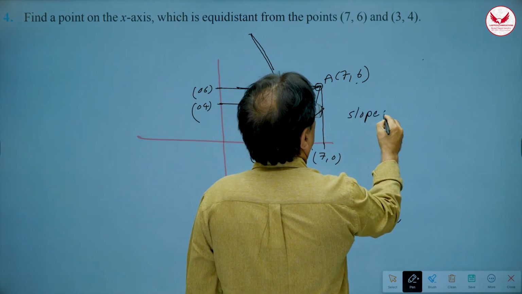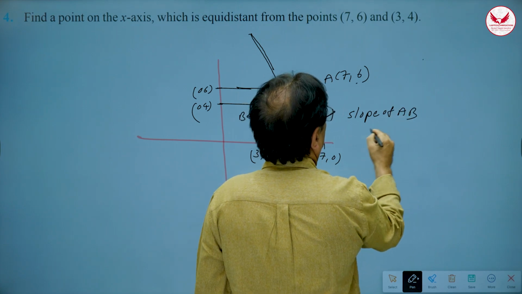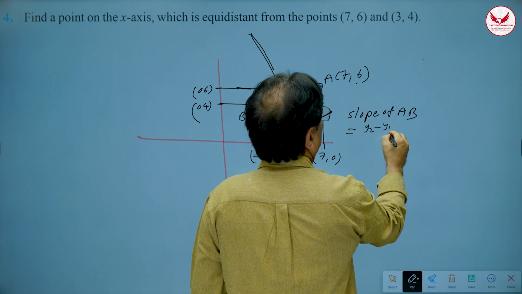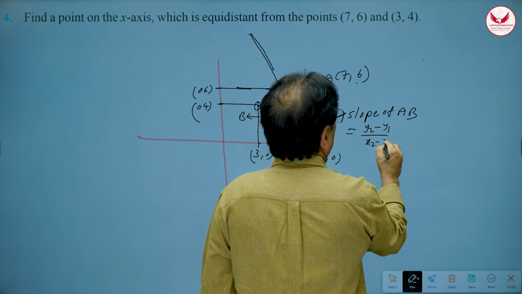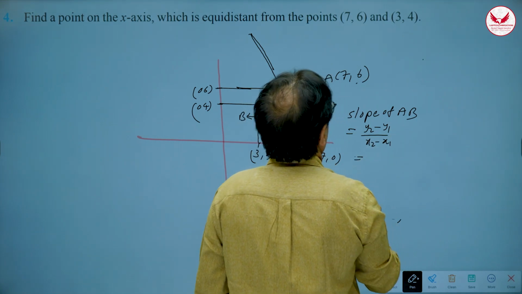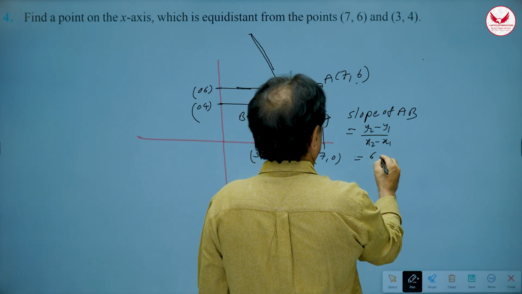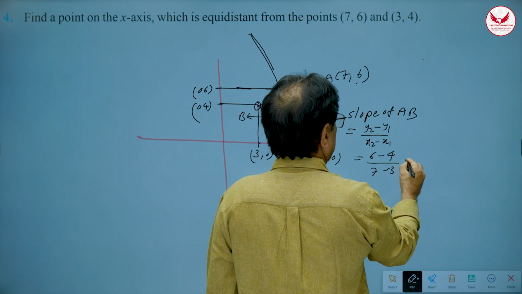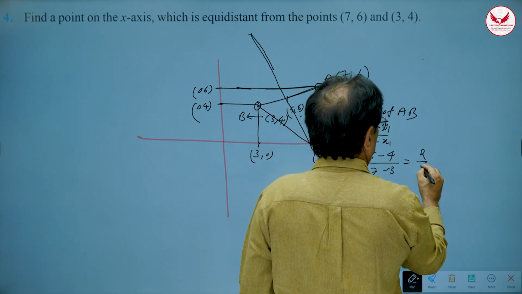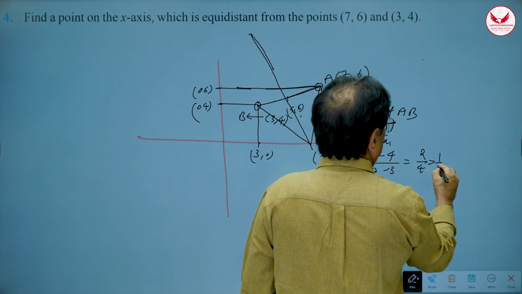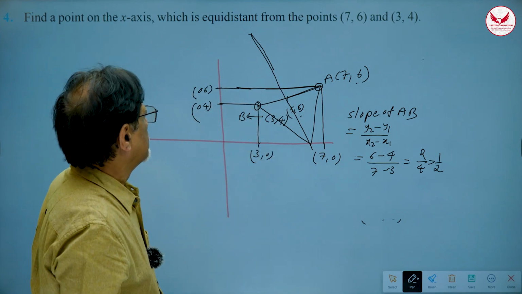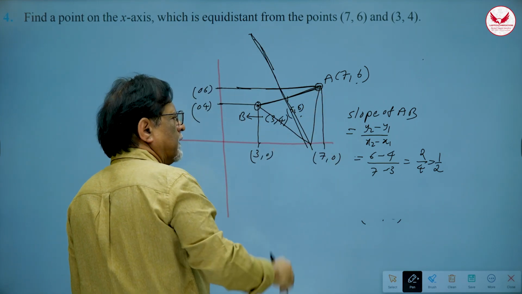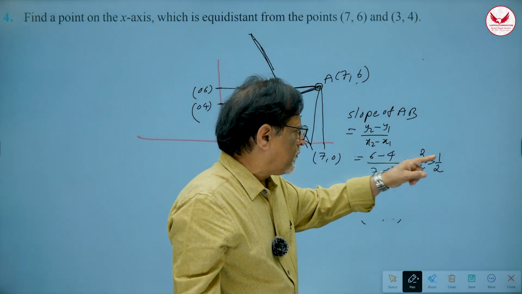So what is the slope of AB? The formula is what? y2 minus y1 upon x2 minus x1, which is equal to what? 6 minus 4 divided by 7 minus 3. So therefore it is 2 upon 4. So the slope of AB is half. So that is the slope of this line AB, correct? So the line which is perpendicular to it has a property that its slope is the negative reciprocal of this, right?